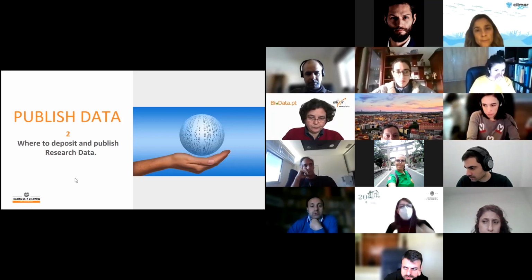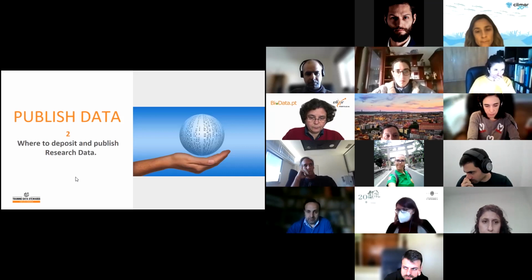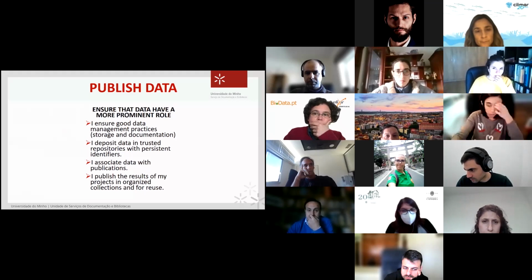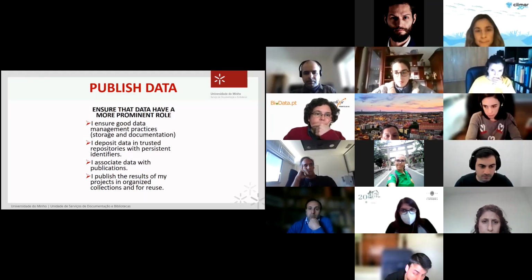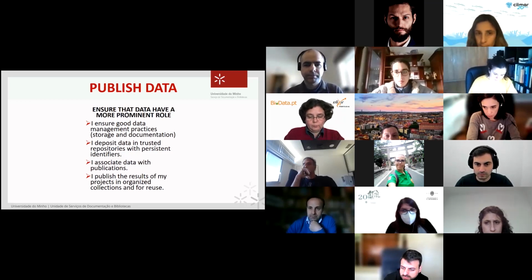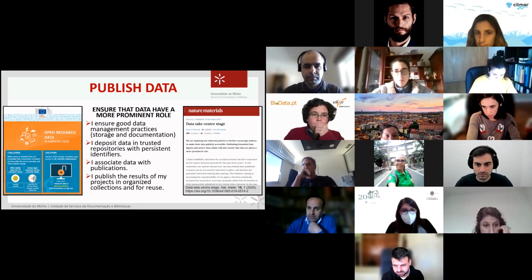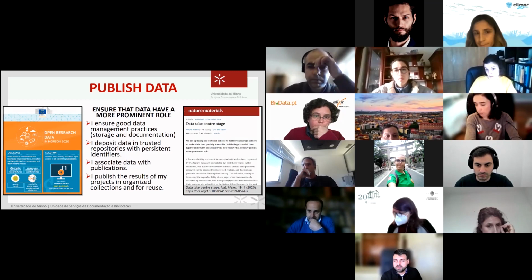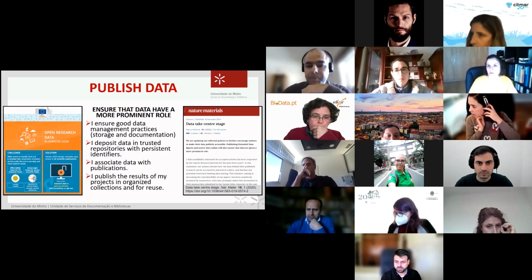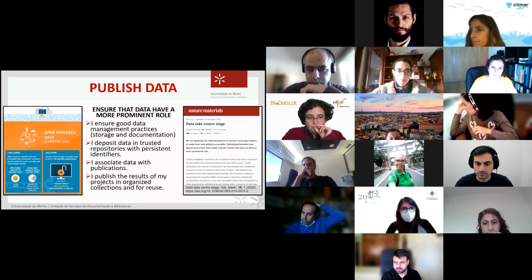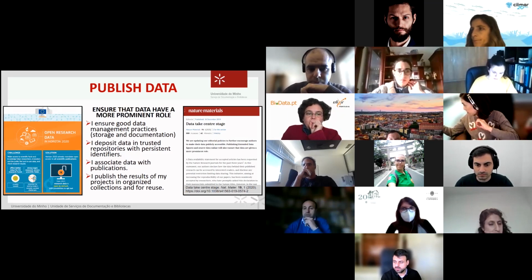If you don't have questions, so where to deposit and publish research data? I will highlight some ways to do that. Publishing data is quite critical. So we really need to make data more prominent in the central stage. There is this statement from Nature Materials. In early 2020 they updated their data policy, and they wrote an editorial titled "Data Take Center Stage."